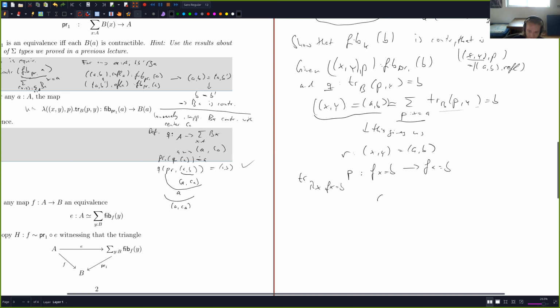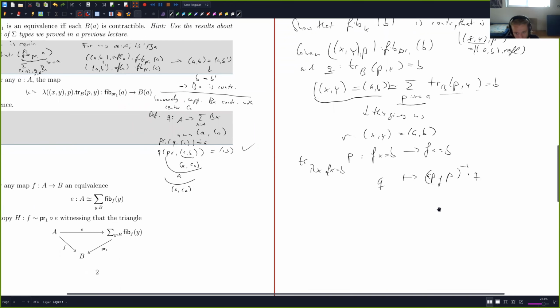And well, if we have some Q, this gets mapped to applying F to P, inverting, and then composing by Q. And well, we simply prove this by path induction. If P is reflexivity, then this is reflexivity, and then we have the identity map on the fiber.